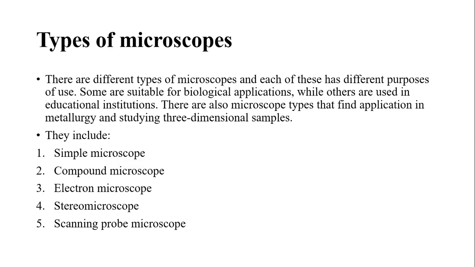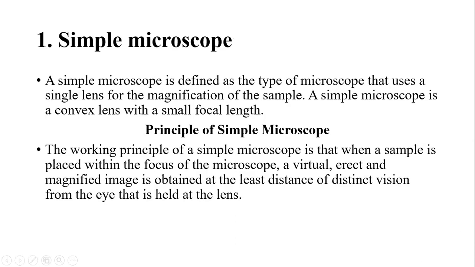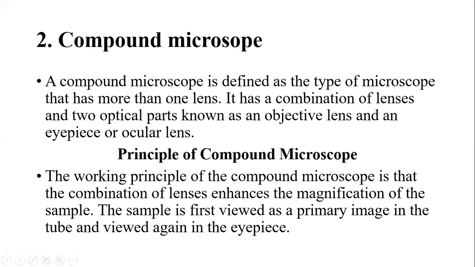Okay, those are the 5 types of microscope that Priscilla has mentioned, and we will start with the simple microscope. A simple microscope is a type of microscope that uses a single lens for the magnification of a sample. The working principle is that when a sample is placed within the focus of the microscope, a virtual, erect, and magnified image is obtained at the least distance of distinct vision from the eye that is held on the lens. Let's go to the next type, the compound microscope.